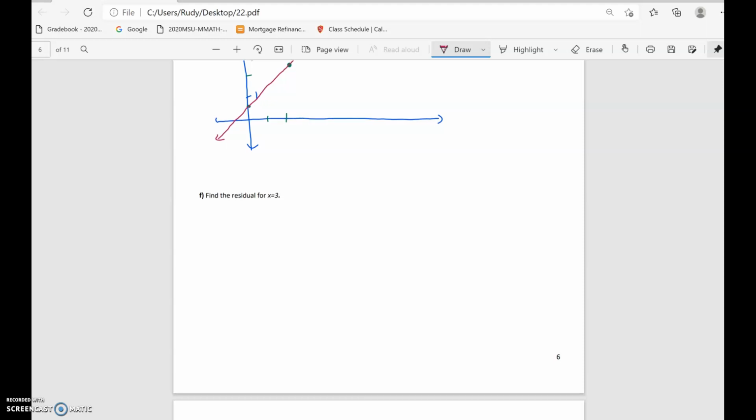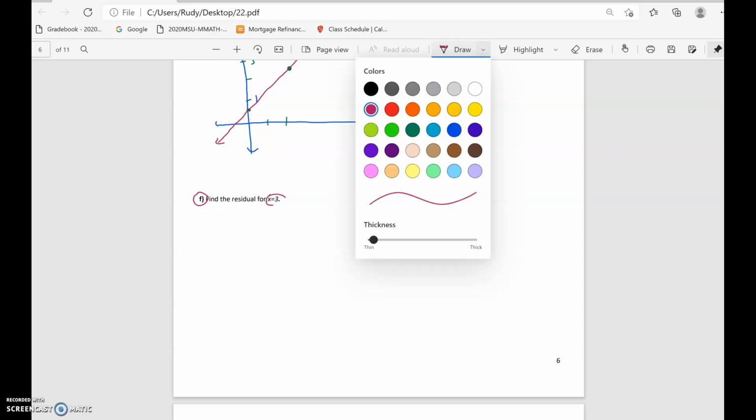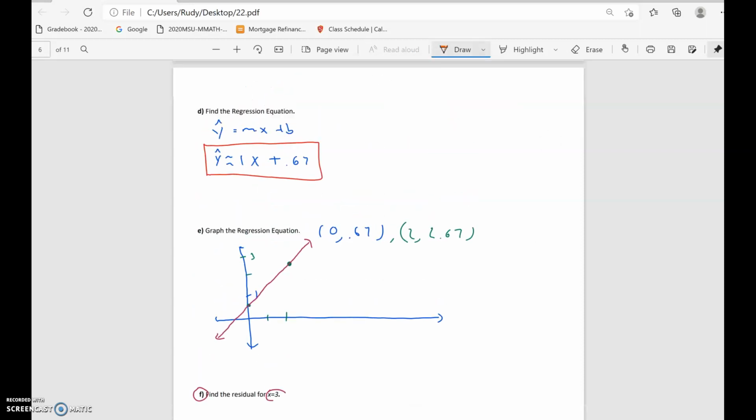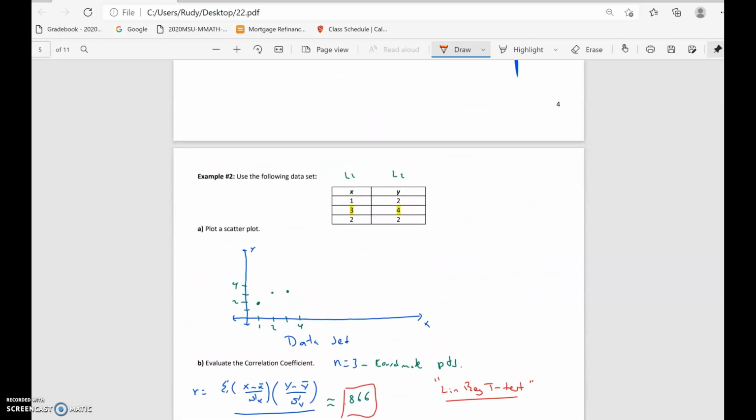Hi class, let's continue on part F. Now, part F is asking for the residual for x is equal to 3. Because you're given x is equal to 3, the corresponding y value is going to be data that technically was collected. So in this case, 4 represents your observed value.